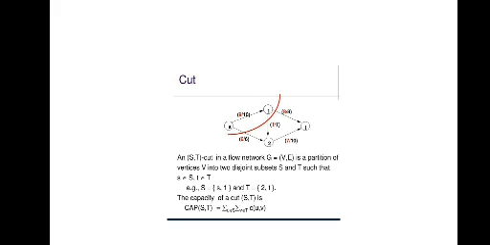An s-t cut in a flow network G = (V, E) is a partition of vertices V into two disjoint subsets S and T, such that small s belongs to big S and small t belongs to big T. Take for example S = {s, 1} and T = {2, t}. The capacity of a cut (S, T) is cap(S, T) = summation u belongs to S, summation v belongs to T, c(u, v).